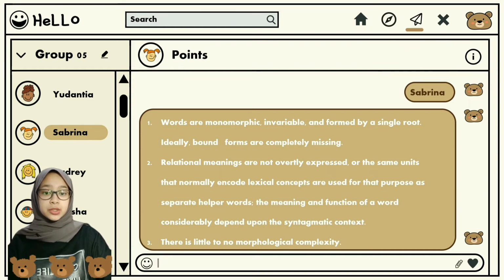Third, there is little to no morphological complexity. Morphs are clearly identifiable both phonologically and semantically. Morph boundaries are sharply defined, phonological form is invariant, and there are no instances of overlapping exponence. Derivation is non-existent and partly replaced by compounding.